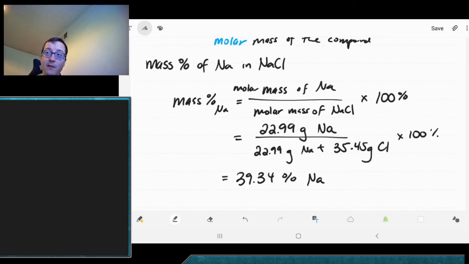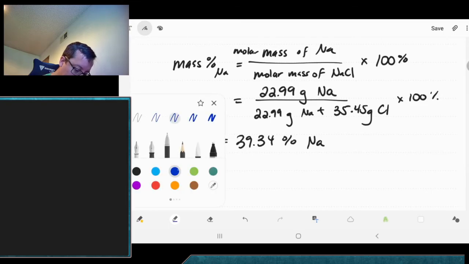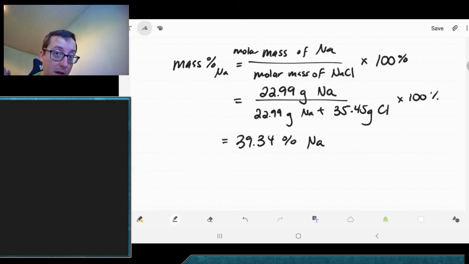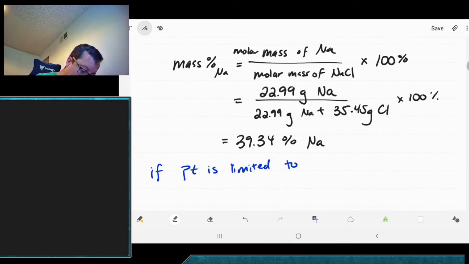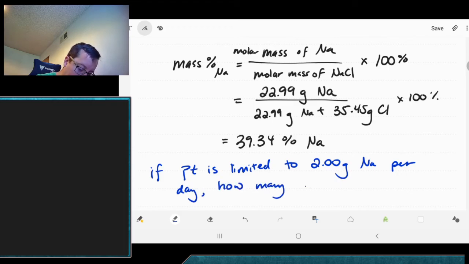So if you're saying this patient should be limited to 2 grams of sodium per day, I don't know if that's a high number or not. I don't actually, I'm just making this up as I go. So if the patient is limited to 2 grams of sodium per day, how many grams of NaCl can they have?